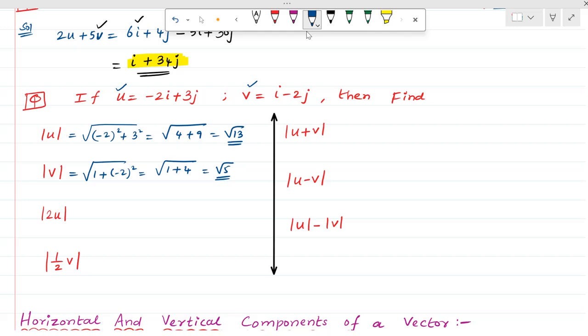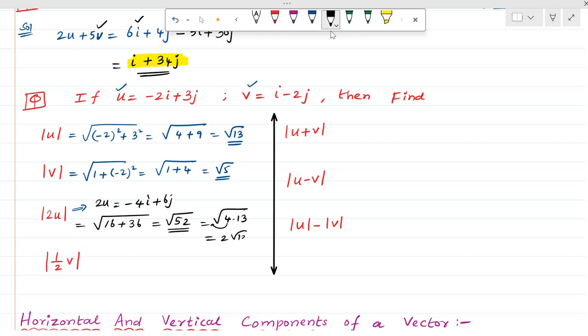Now first of all, I have to calculate 2u. After that, I have to take the magnitude, right? So first of all, I will calculate 2u. 2u is nothing but minus 4i plus 6j. When you take the magnitude, it is equal to square root of 16, the minus becomes plus, and 36. It is equal to 52. You can further simplify as 4 into 13. You can take the 4 outside. It becomes 2 root 13.